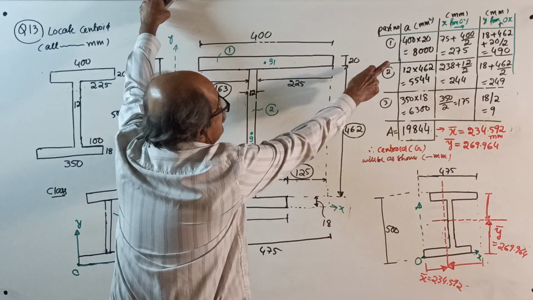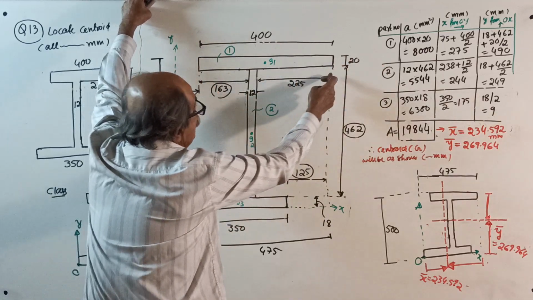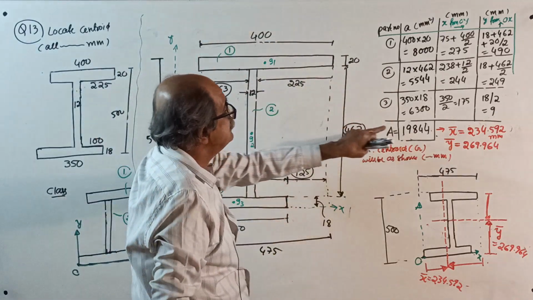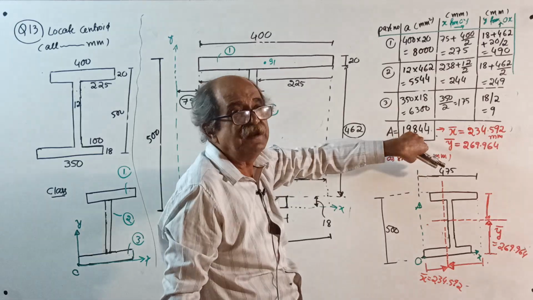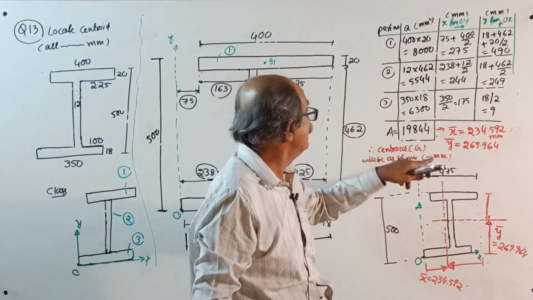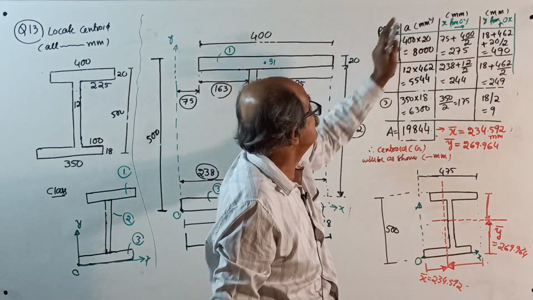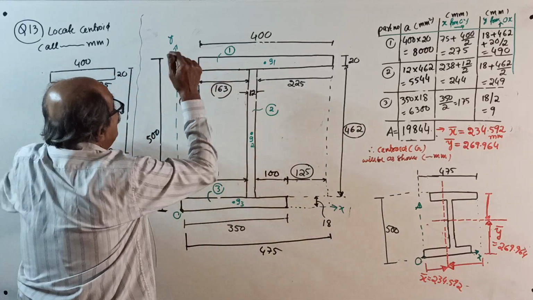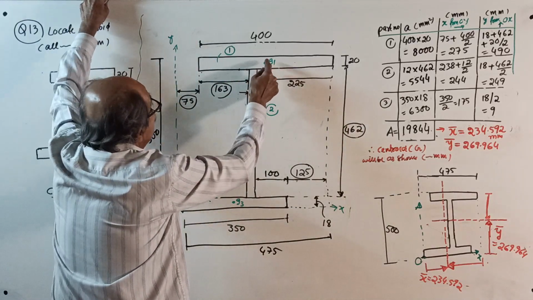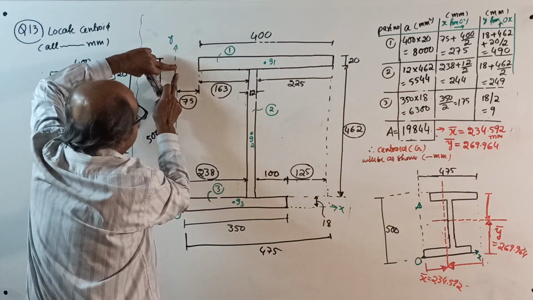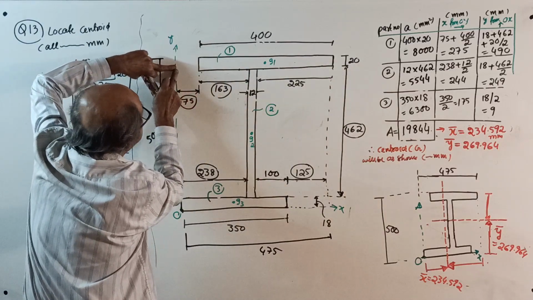A1, anyone can do, 400 into 20, 8,000. A2, 12 into 462. Answer is there. 350 into 18. Answer is there. Total area, you should write, total area equals A1 plus A2 plus A3. I wrote, there is no space to write here. Write total area, all in millimeter square. Okay, then x distance, see, from here, CG is here, G1, because midpoint. This is 225, this is midpoint. So, x1 equals 75.